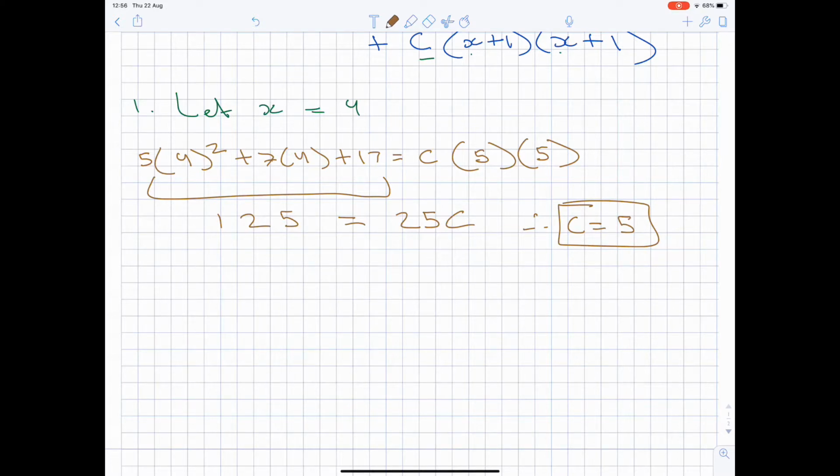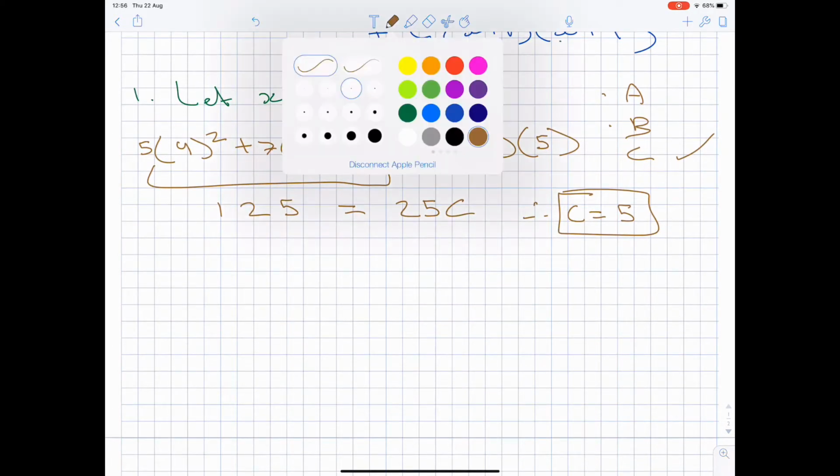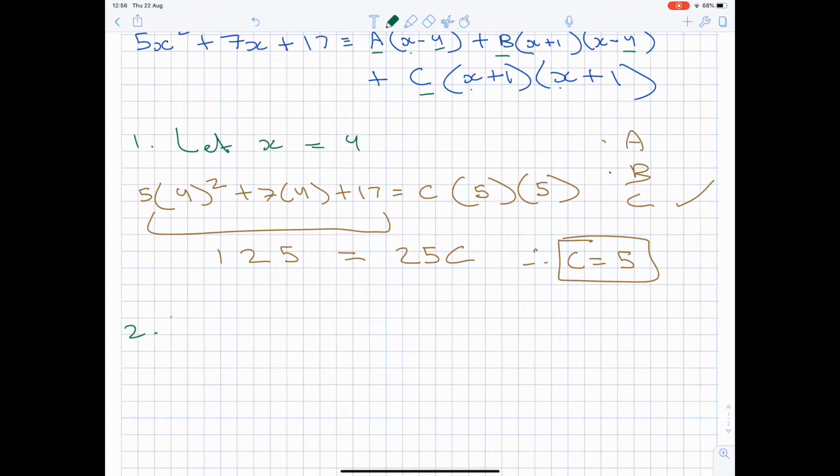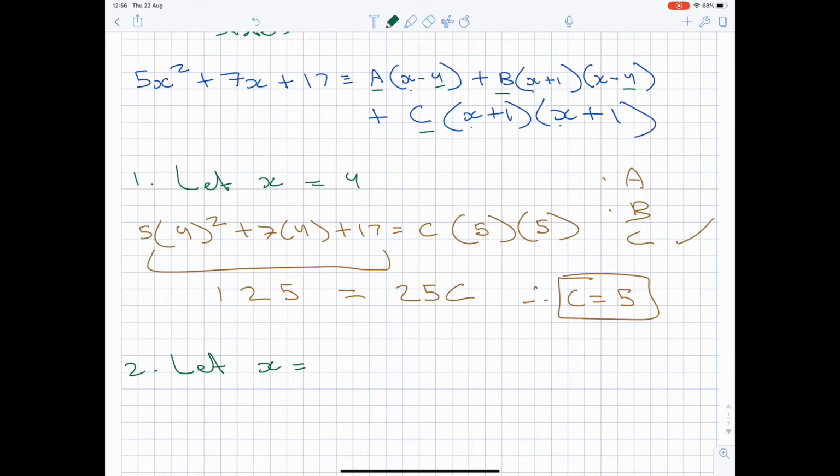So we've got one of the letters sorted. If we're looking at A, B, C, we've got C. So we still need to work out A and B. So that's going to be our second part now. So what can we put in now for X to do some more cancelling out? We've done 4 already, so we can't do 4 again. We're just going to get C again.